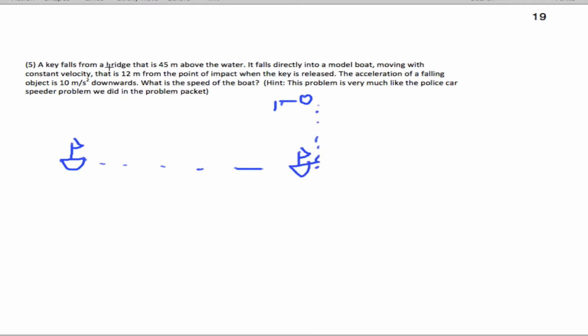Now, of course, before we had gravity, now we know that gravity is 9.8 meters per second squared. But in this problem, on your second exam, I gave you an acceleration of 10. And the boat starts at 0. It winds up at 12. And the key starts at 45 and winds up at 0.